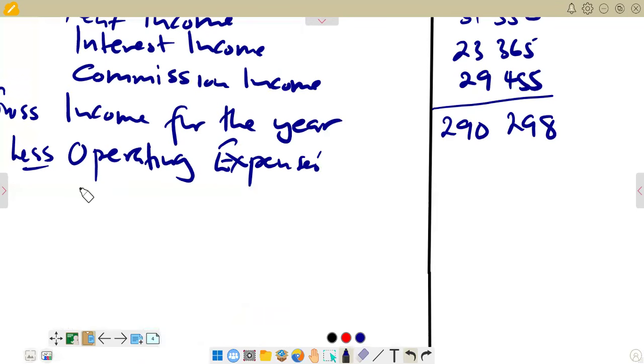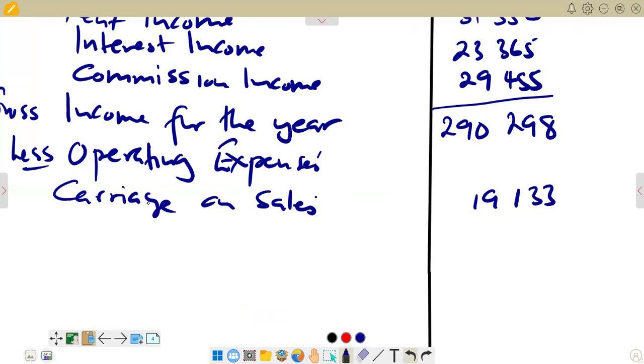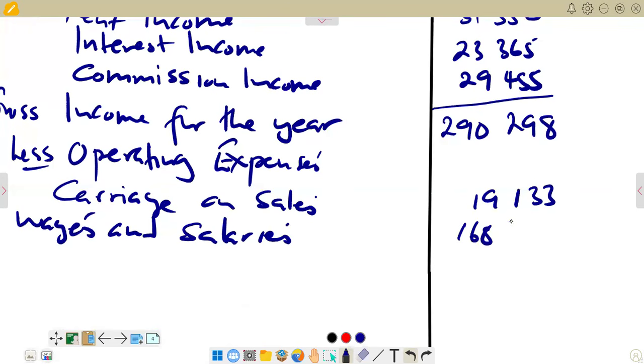So we are saying carriage on sales, 19,133. Then we have wages and salaries, 168,239. And then we have rent expense.